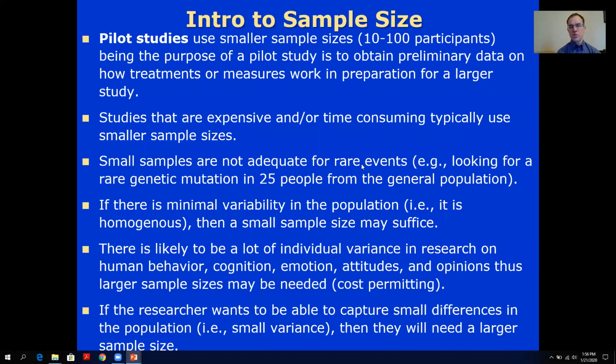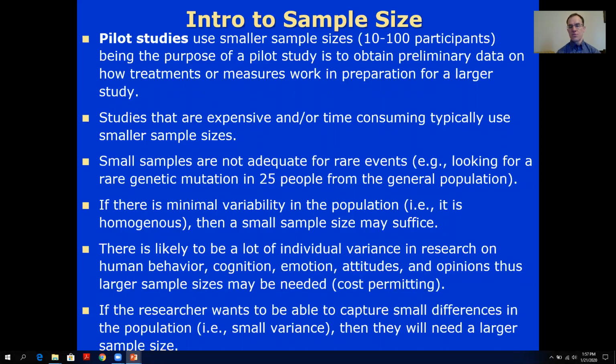Well, there are times where small sample sizes are not adequate for rare events. So for example, let's say you had a rare genetic mutation in about 25 people from around the globe. Well, trying to take 25 individuals just from your general population would be unrealistic to find that genetic mutation. So what you would need to do is work around the globe, working with a team of researchers who would have access to a population and be able to recruit individuals with potentially that rare genetic mutation.